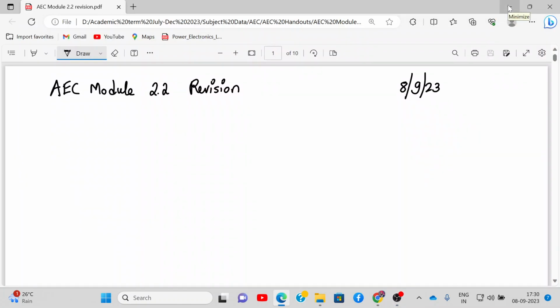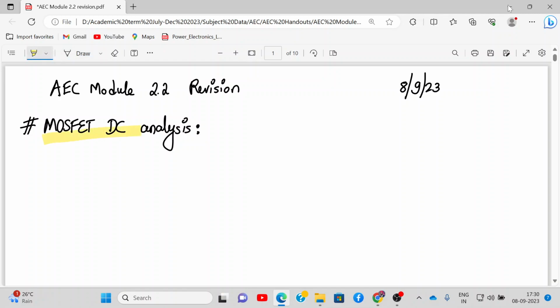We will revise AEC module number 2.2 revision, and that will be MOSFET DC analysis. Okay, so basically we will be using the term biasing. In BJT we have used this term biasing to set up VCE and IC.